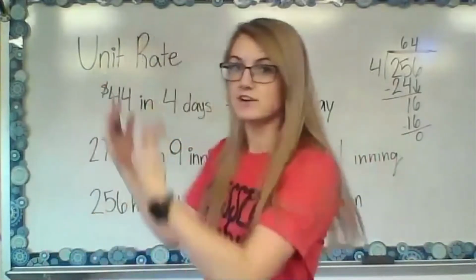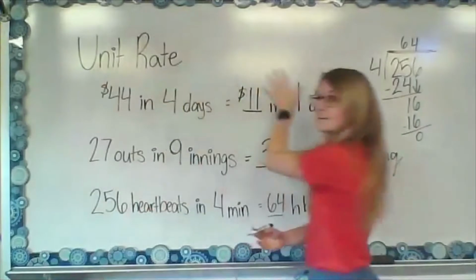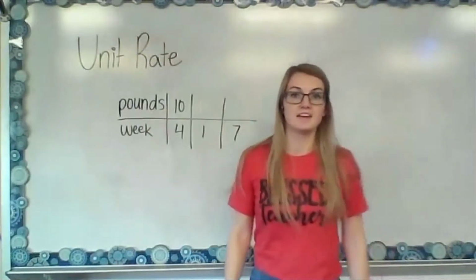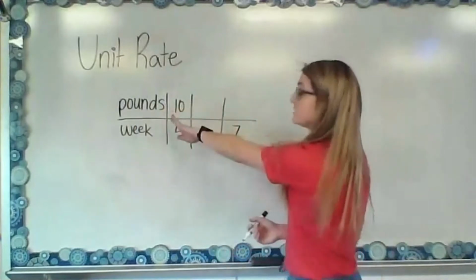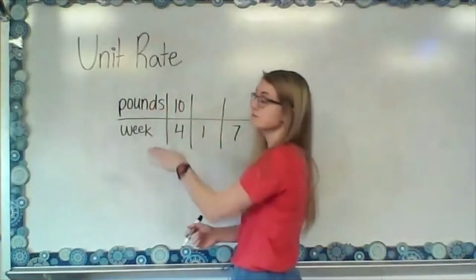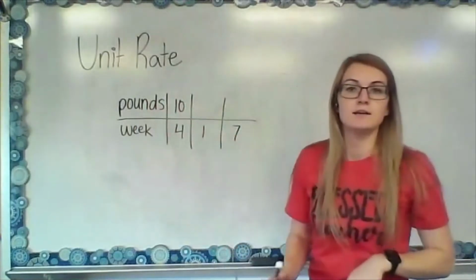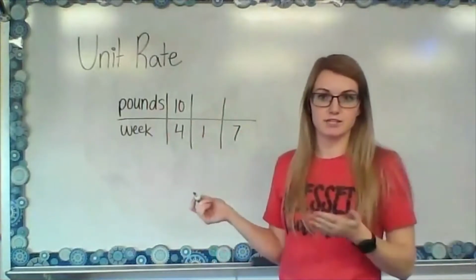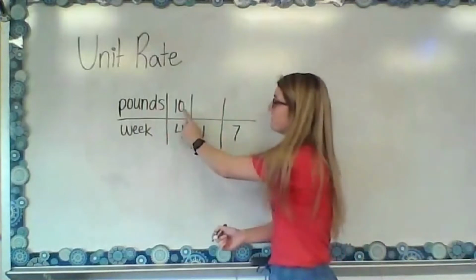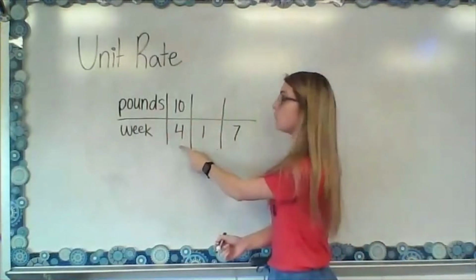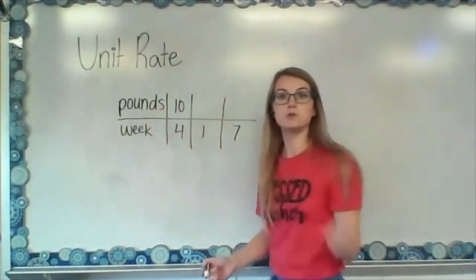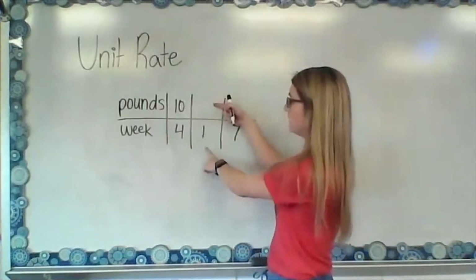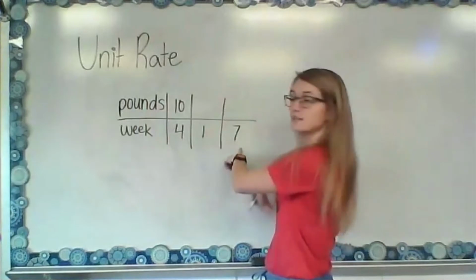Okay, this is very basic. Here's a ratio. Here's the unit rate. Now we're going to apply those into some tables. Okay, I've got my table ready. This time we are comparing pounds in a week. I don't know how many pounds you gain or lose in a week, whatever. That's our ratio. And they're telling us that we have 10 pounds in 4 weeks. So it's asking us to find out how many pounds we are going to have in 1 week, and then in 7 weeks.